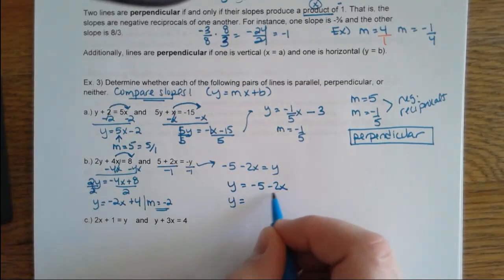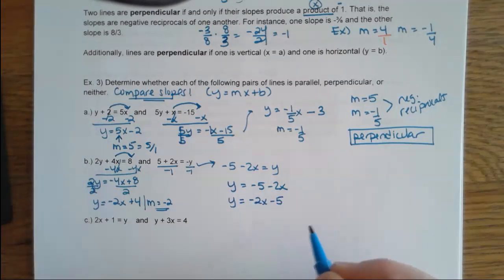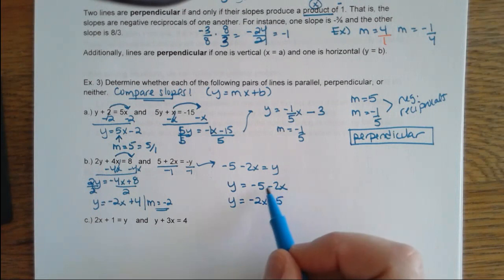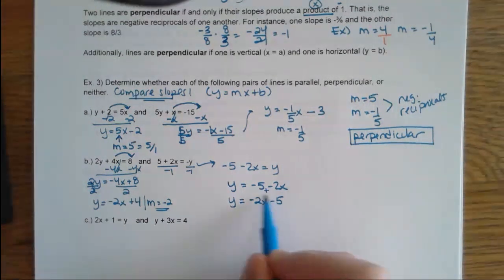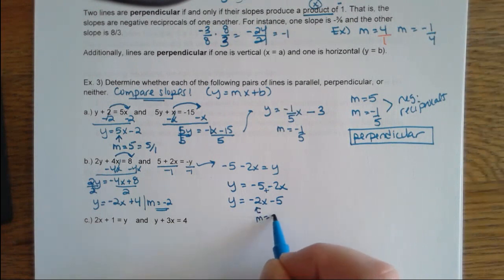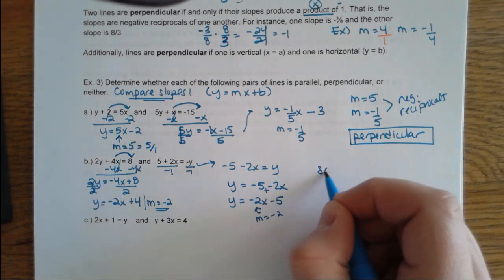And then I can also flip these. You just have to be careful that you don't mess up the signs. So it's a negative 2x and a minus 5. Again, subtraction is not commutative. So again, you're kind of thinking this as like a plus negative 2x. So as long as you flip it around and you don't mess up the signs, it's okay. So this is the form that you're probably most used to. And now I can clearly see that my slope here is negative 2. So I have the same slope.